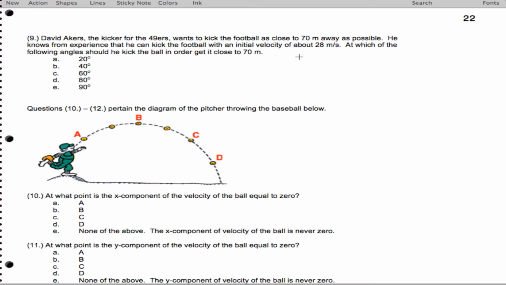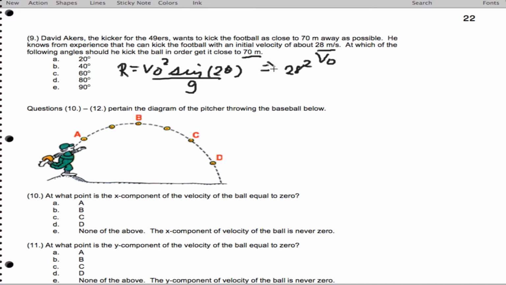So, we are going to do this problem where we have a range, and it seems that we want to try to figure out the angle. So, you've got this V naught. So, we have R equals V naught squared times the sine of 2 times theta divided by G. And let me just go ahead and plug in some numbers here. So I'm going to get 28 squared times the sine of 2 times theta divided by 9.8 equals 70.